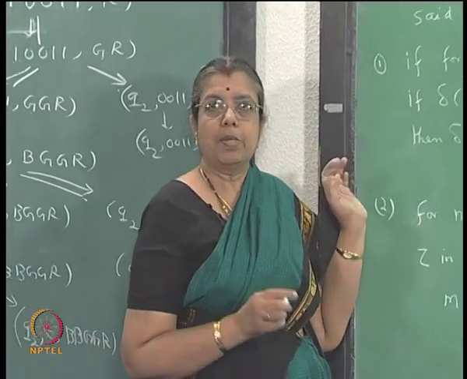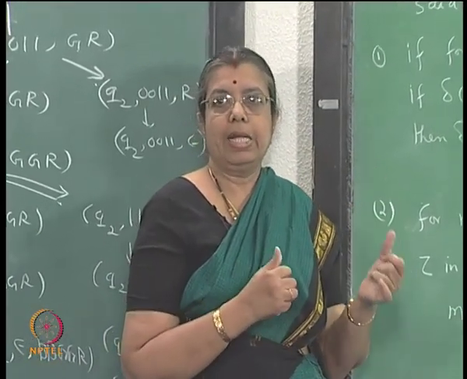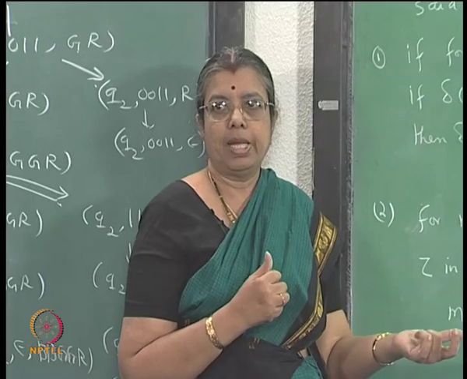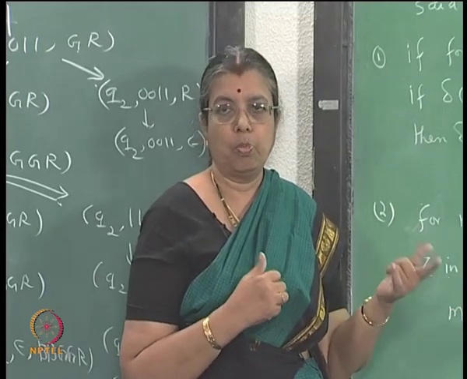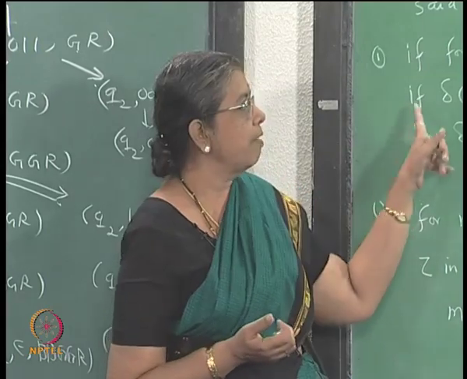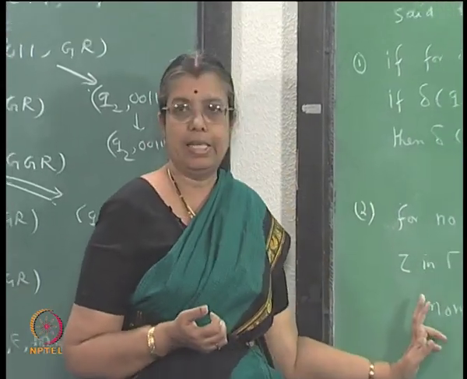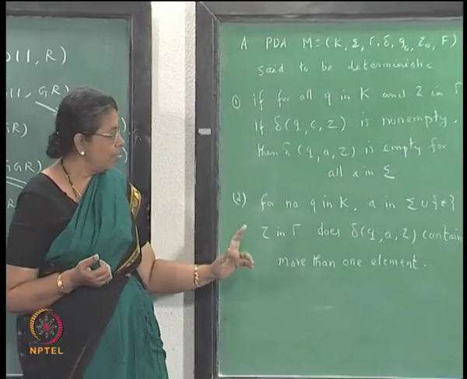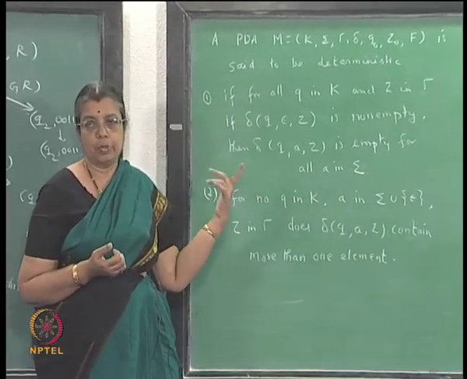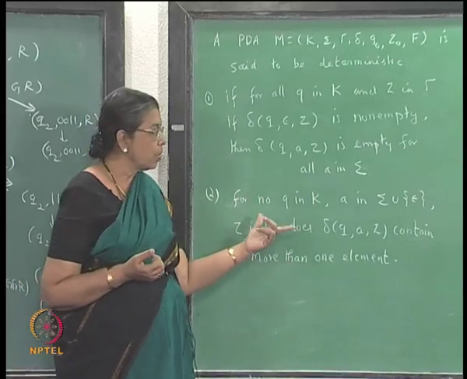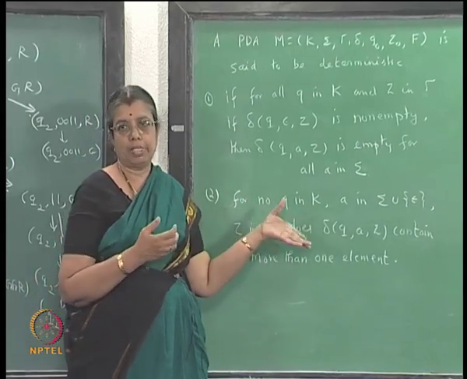For a deterministic push down automata, for a particular state and a push down symbol combination, either you allow for an epsilon move or you allow for a true input move, both you do not allow. That is the first condition. The second condition is, when you say delta of Q A Z is P gamma or something like that, that is unique. At most you can have only one possibility.